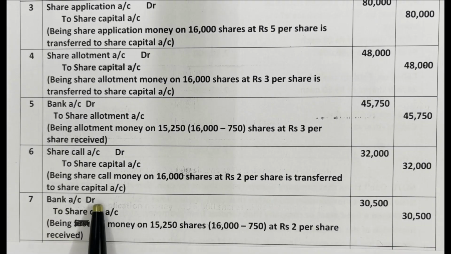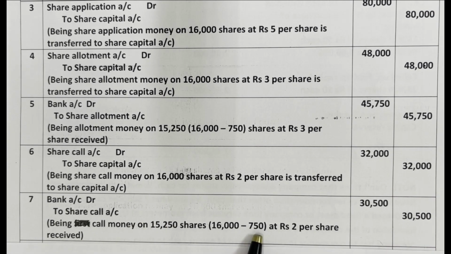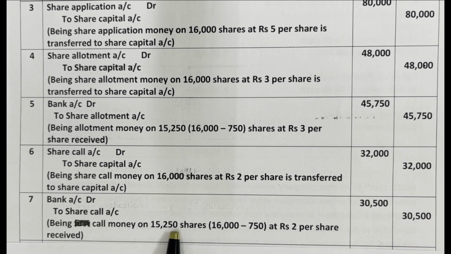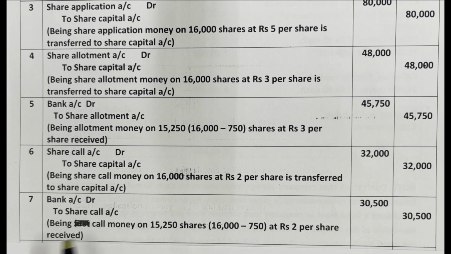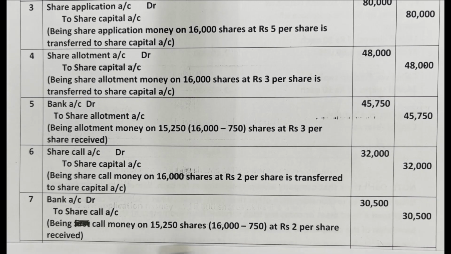Seventh entry, bank account debtor to share call account. On 16,000 shares, company has to receive the call money. But on 750 shares, company failed to receive the amount now. Therefore, on remaining shares, 15,250 only at the rate of 2 rupees each, call money is coming. Mention that as an addition. Being call money on 15,250 shares at 2 rupees per share received.